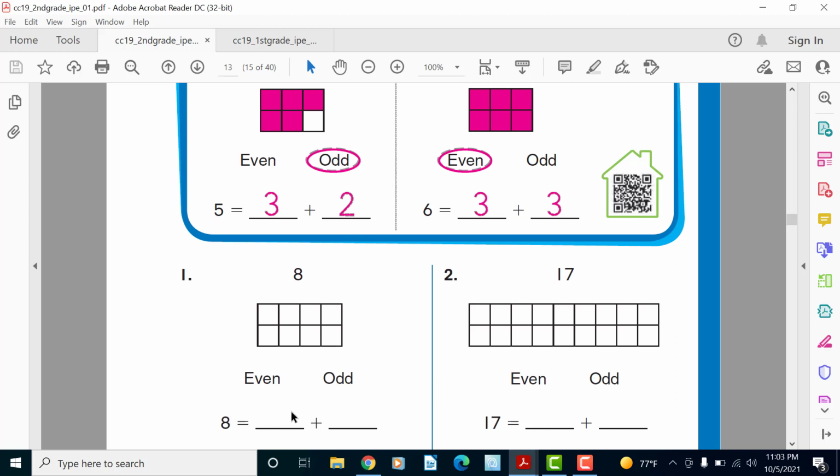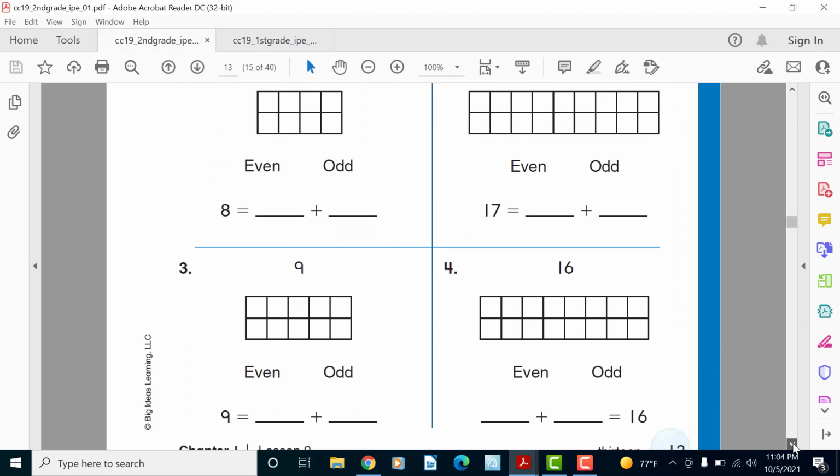Some of them, like 8, you can get to a double on 8, right? 4 plus 4 is 8. But if you can't get to a double, you want to be as close as possible with your addition equation. And of course, the model that you color will help you see what the closest thing would be to the addition equation that you could write.